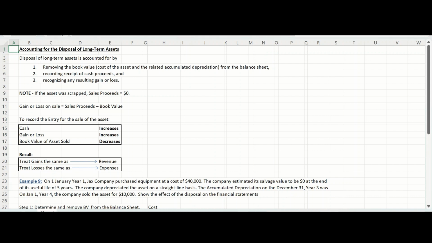And just a reminder that gains and losses will be reported after operating income on the income statement for the company if the sale of the asset is not part of the normal operations for that company. And then you will not separately need to show the gain or loss on the statement of cash flows, as the total sales proceeds will go on one line in the investing activities section.